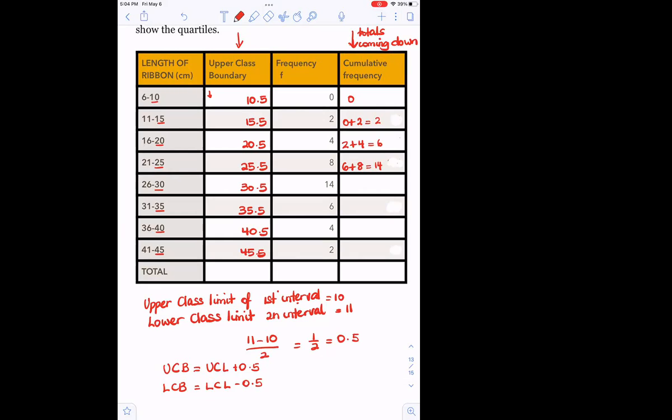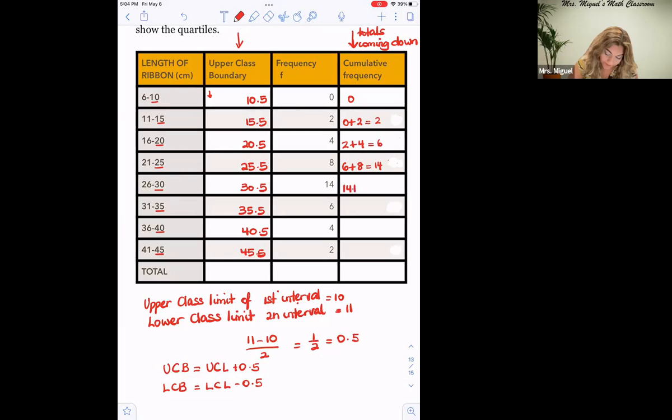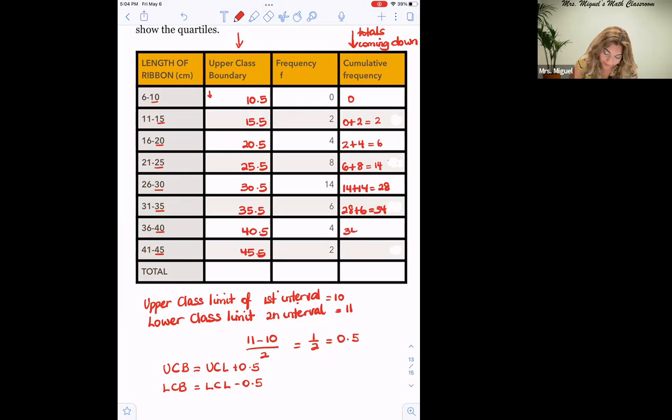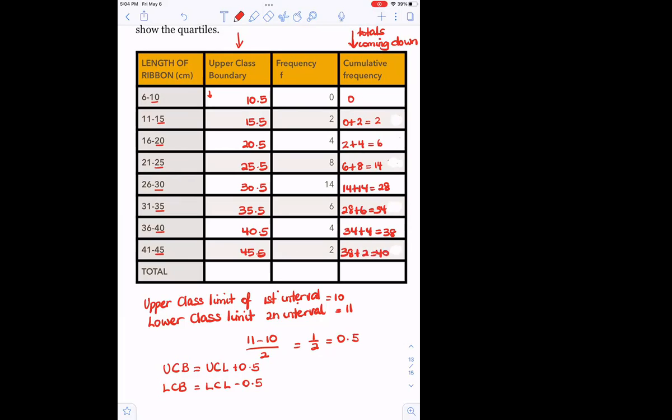Yes, miss. 2 plus 4 plus 8, right? 14 plus 14, which is 28. 28 plus 6, 34. 34 plus 4, 38. And 38 plus 2 is 40. Did you all get those values for the cumulative frequency?